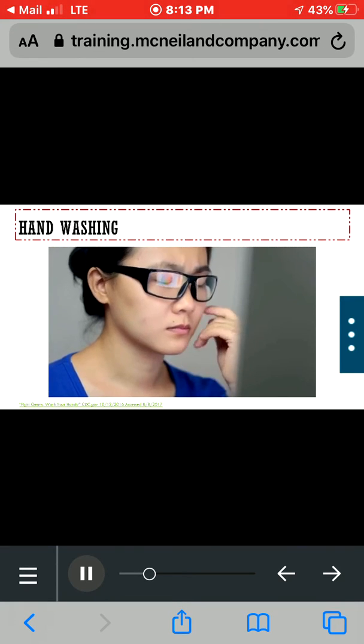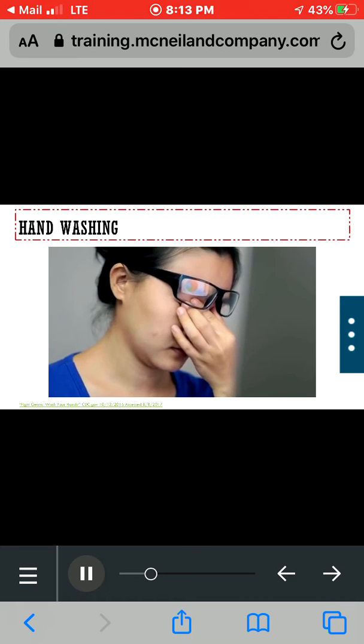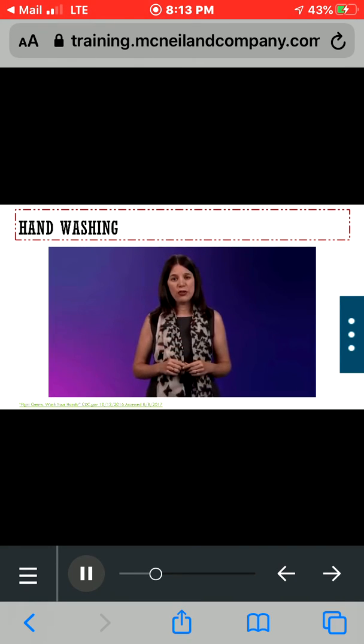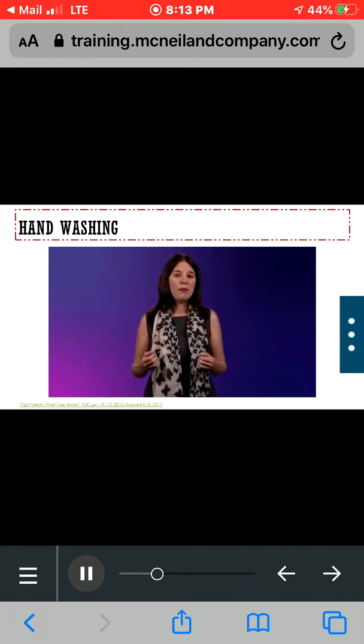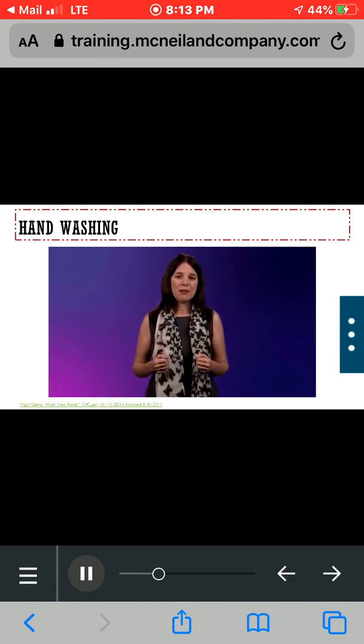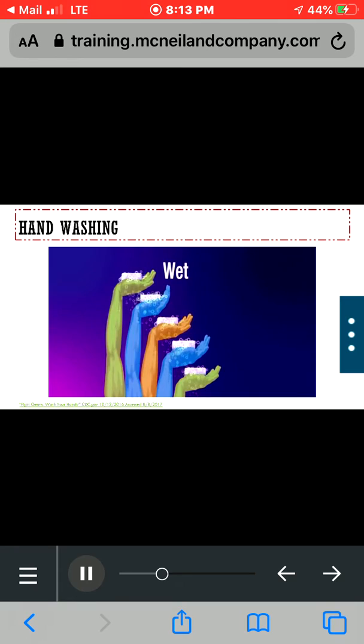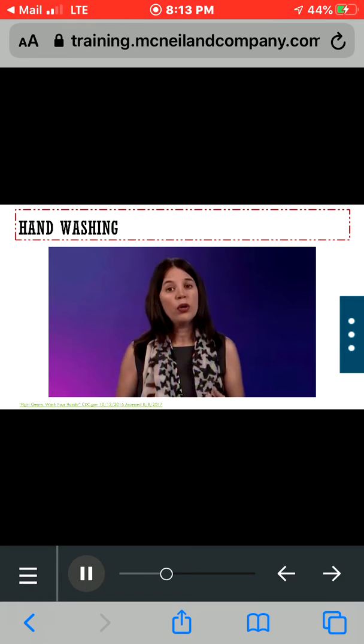Studies have shown that people touch their eyes, nose, and mouth about 25 times every hour without even realizing it. To get rid of these germs and chemicals, CDC recommends you follow these easy steps every time you wash your hands. Wet, lather, scrub, rinse, and dry. We're going to show you the right way to do each step.